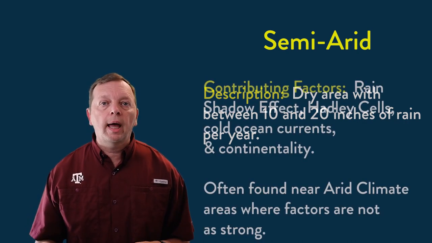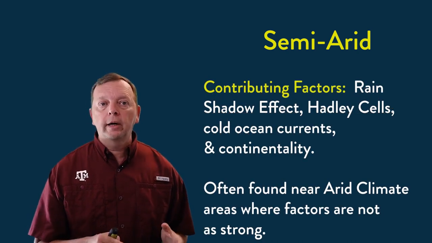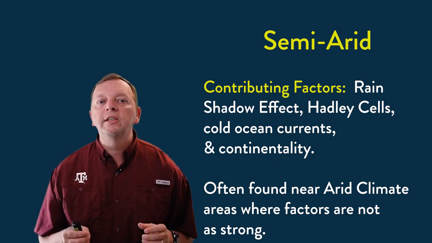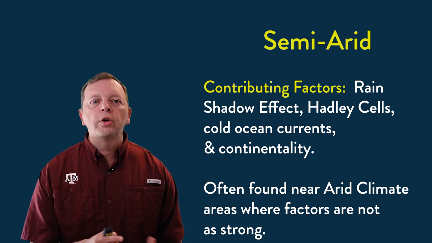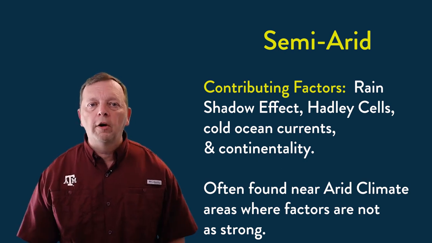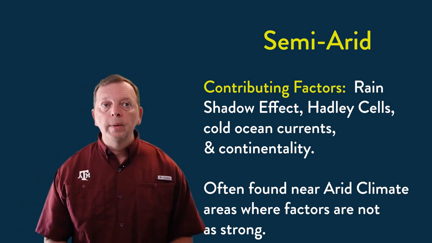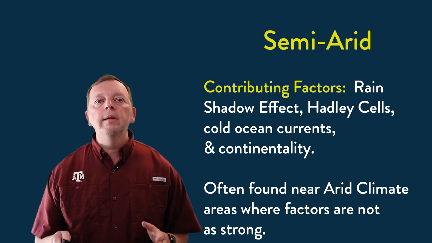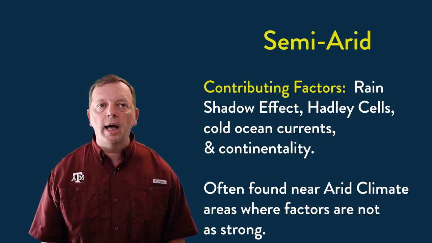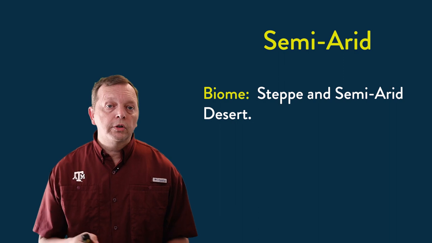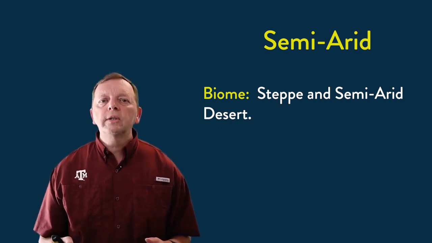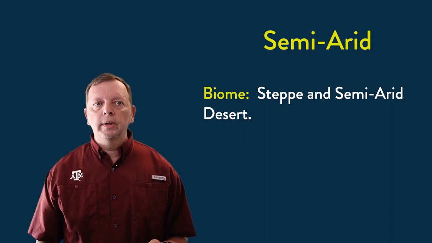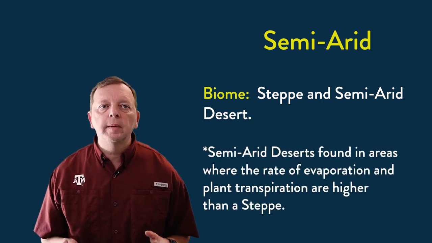The factors that make an arid climate also create semi-arid climates. This is the reason why we find semi-arid regions around deserts where the factors are there, but they're just not as strong as they are for the desert or the arid climates. We also find semi-arid climates in the middle of continents due to continentality. Now, the associated biome for a semi-arid climate is the steppe. The steppe is a rolling grassland that is scattered with shrubs and isolated trees. This is also known as a semi-arid desert.